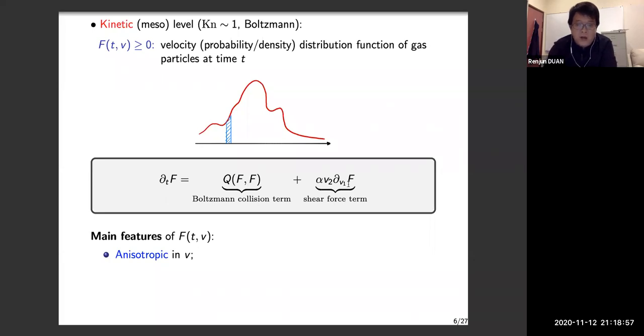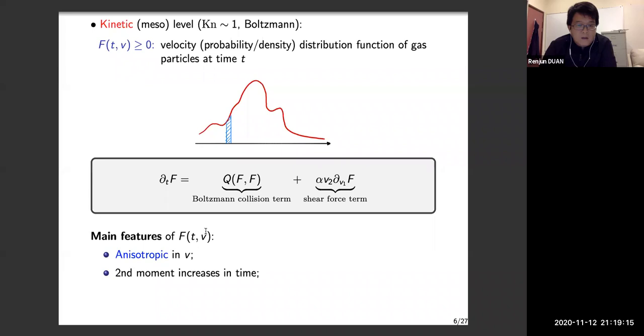However, in case we have this kind of shearing force, then we cannot expect the solution to be generally asymptotically symmetric. So usually it should be anisotropic in velocity. So that's the first feature we have to observe.